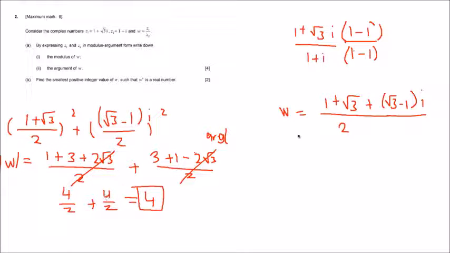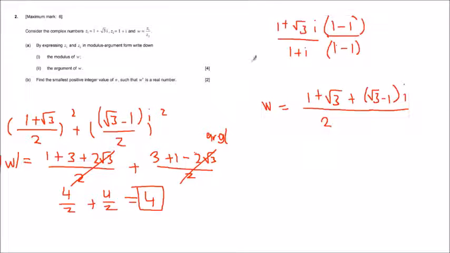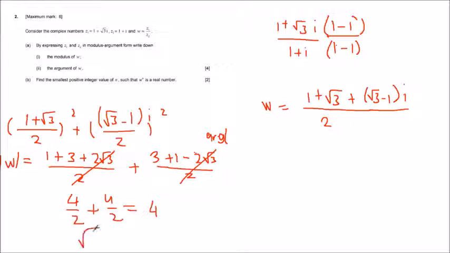I don't think this is correct, actually. I'm starting to doubt myself. Let's see. 4 over 2, 4, okay. Oh, yeah, this is not correct, because after you square them, you have to take the square root. So 4 over 2 plus 4 over 2 is equal to 4, but then you have to take the square root of 4, which is equal to 2. So 2 is the correct modulus, not 4.